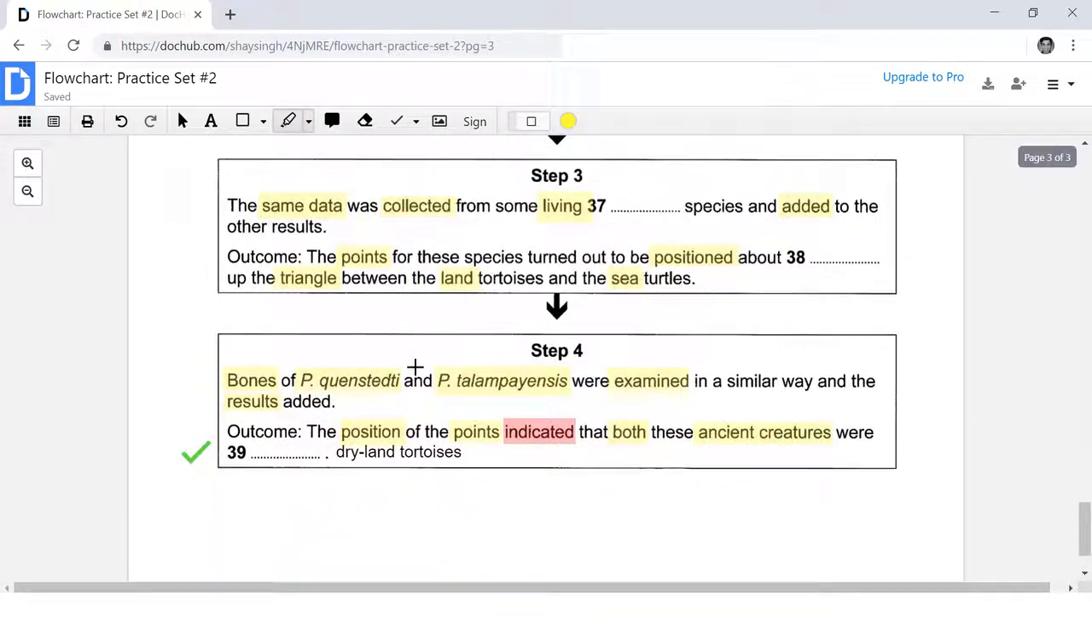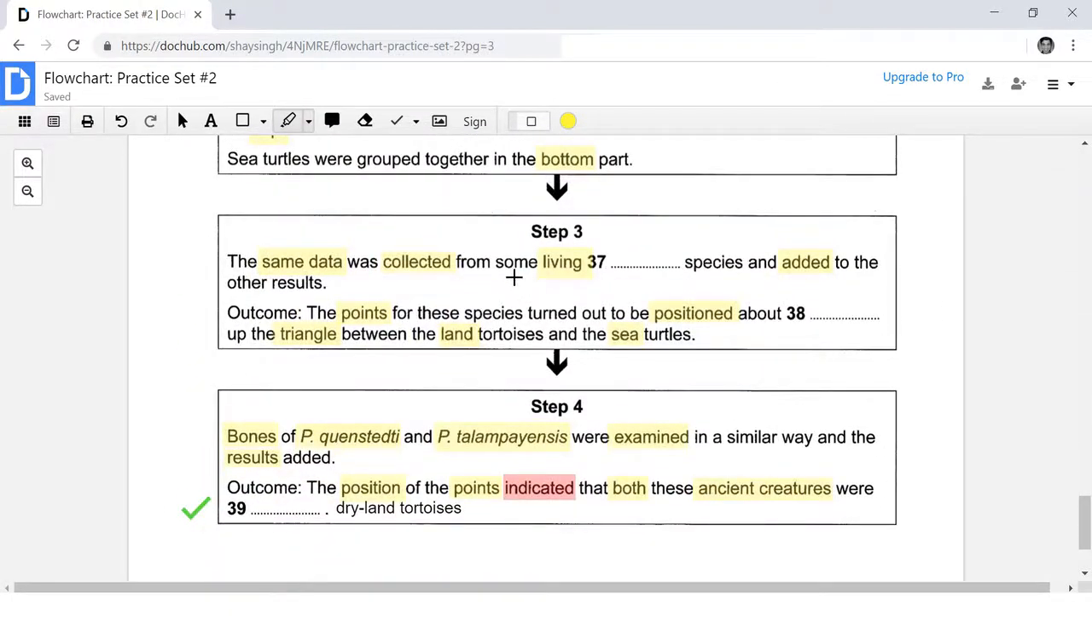So looking at our question again, the question said some living dash species, a certain type of species. Okay, that's what we are talking about. The same data was collected from what type of species? Well, it tells us that the same data was collected from amphibious species. Amphibious is the answer for number 37.